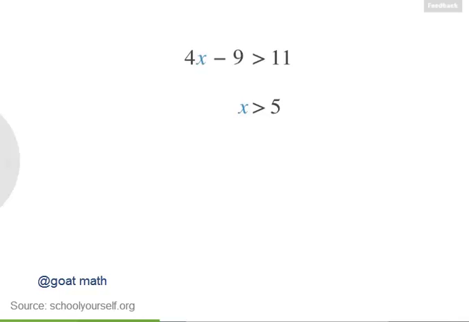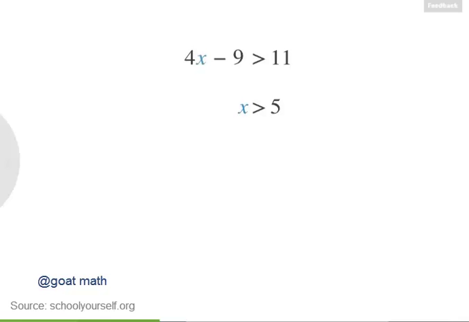If you plug in any value greater than 5 for x, like 6, then the inequality will be true. 4 times 6 is 24, and then minus 9 is 15. So 6 is a solution. 15 is greater than 11. But numbers that are not greater than 5, like 4, are not solutions. 4 times 4 is 16, minus 9 is 7, which is not greater than 11. So the solutions for this inequality are all values of x greater than 5, and these two inequalities are equivalent.